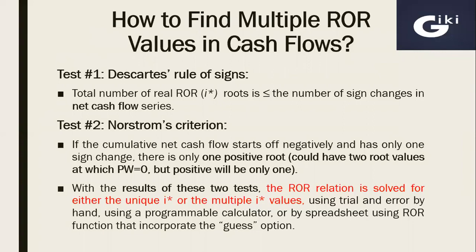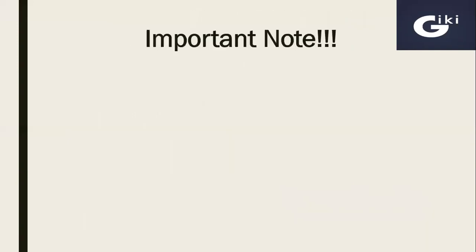So we have only two methods to recognize the existence of multiple ROR values. One is Descartes' rule of signs, the other is Norstrom's criterion. Descartes' rule of signs states that the total number of real ROR roots is less than or equal to the number of sign changes in the net cash flow series. Norstrom's criterion says that if the cumulative net cash flow starts off negatively and the sign changes only once, there is only one positive ROR value. There can be two values, but the positive one will be only one.